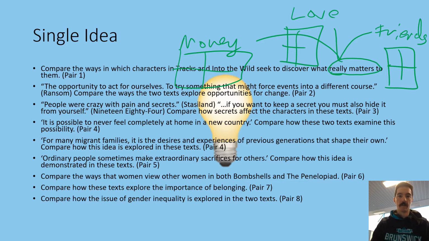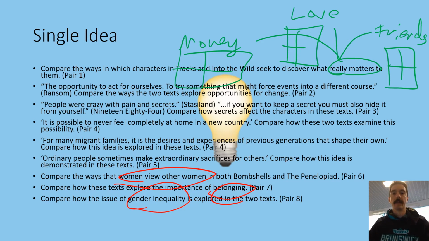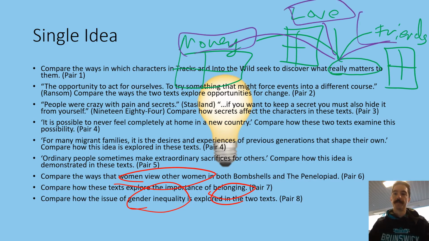If we just look down at the bottom here, you can see gender inequality, belonging, and women's views of other women are the other examples we've got there. So a single idea is quite easy, it's quite simplistic. It doesn't really lend itself to amazing analysis, and you have to do a lot of the work yourself by forming these groups and branching it out.